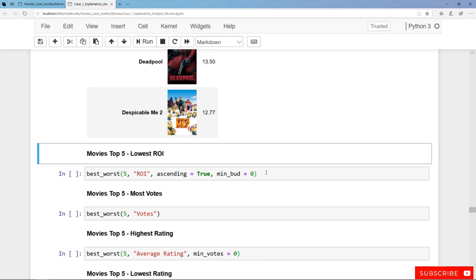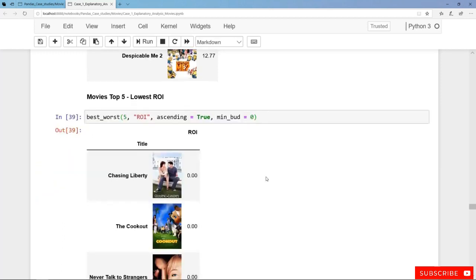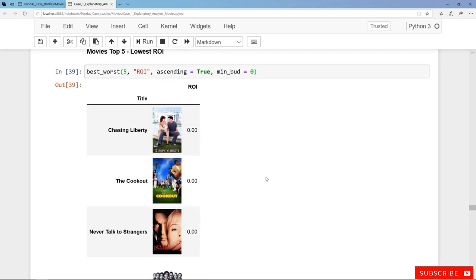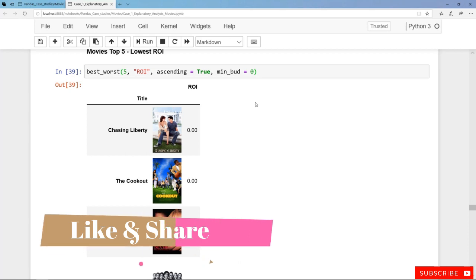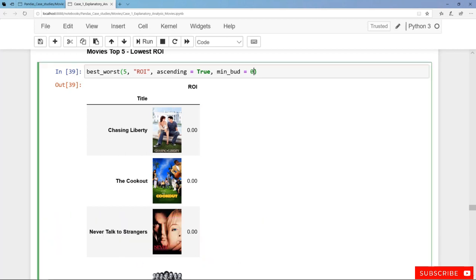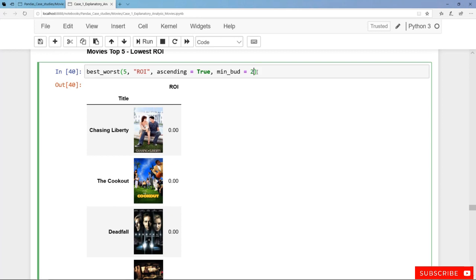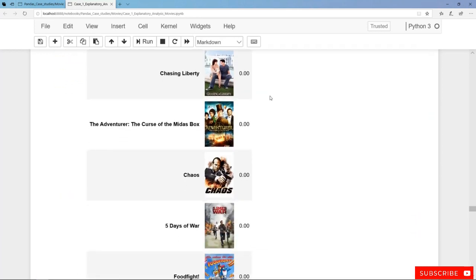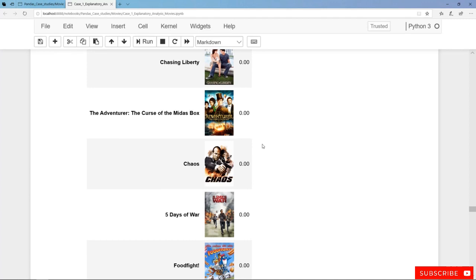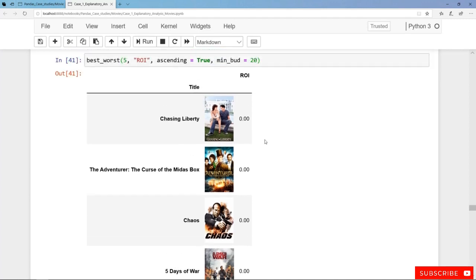And first of all, let's set the minimum budget to 0. But it probably makes more sense to increase the minimum budget, so to get movies with a considerable budget, but very poor financial performance. So let's set it, for instance, to 10 million. Or to 20 million. And actually still we have movies with a very, very low profitability.